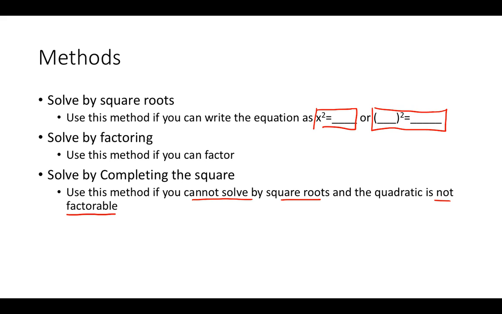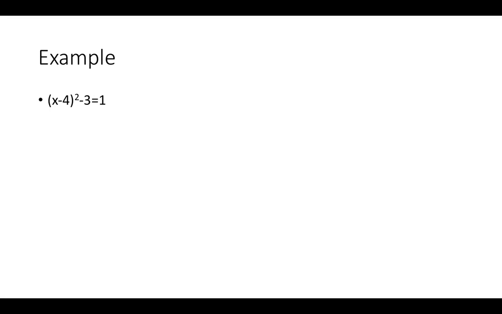So we're going to look at a few examples, determine first which solution method we should use, and then we'll actually solve. So here is our first example. We have (x minus 4) quantity squared minus 3 equals 1. So in this case, we can easily isolate our squared term, which means that we should solve by square roots.